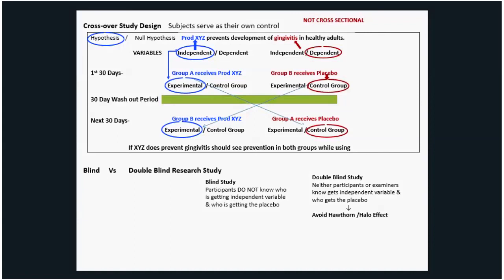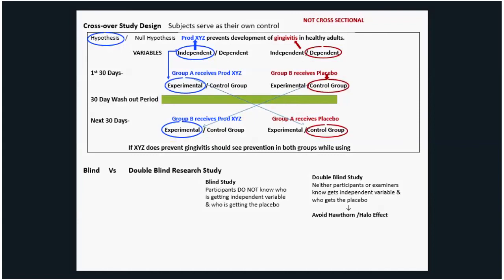And that's kind of what you're doing with this: your subjects are serving as their own control group. And this is a really valid type of research design when you're looking at a particular product to see if that product is going to be effective. Now, we also want to talk about blind versus double-blind research studies. A blind study is where the participants don't know who's getting the independent variable and who's getting the placebo.